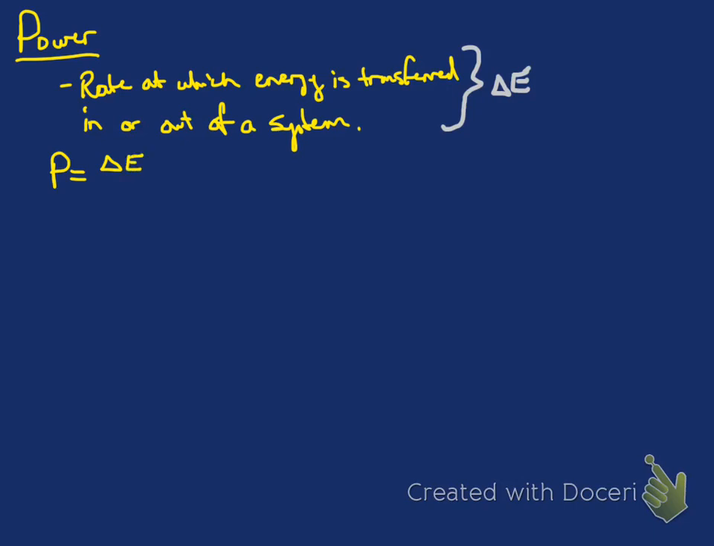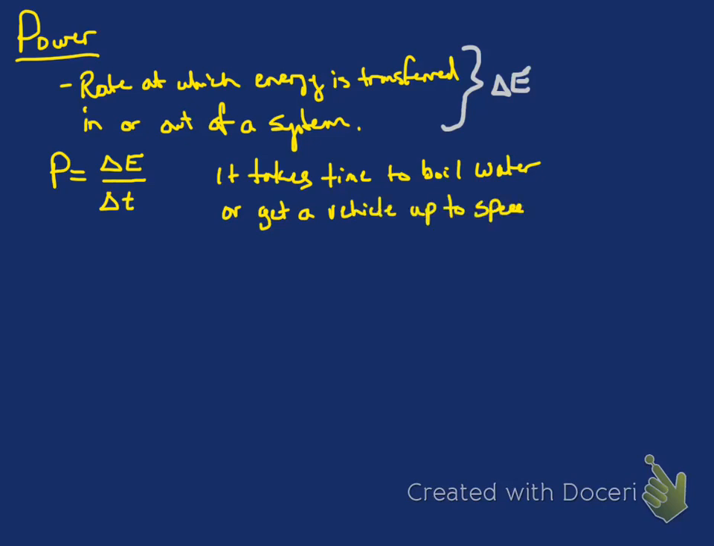Well, power then is this delta E divided by delta T, and it takes time. So for example, it takes time to boil water, or it takes time to get a vehicle up to speed. Okay, now remember, when we talk about deltas, it usually means the average change. But if we take a look at the units of this, is delta E.